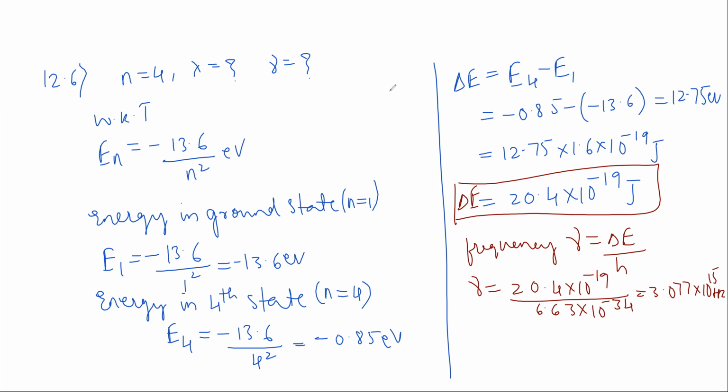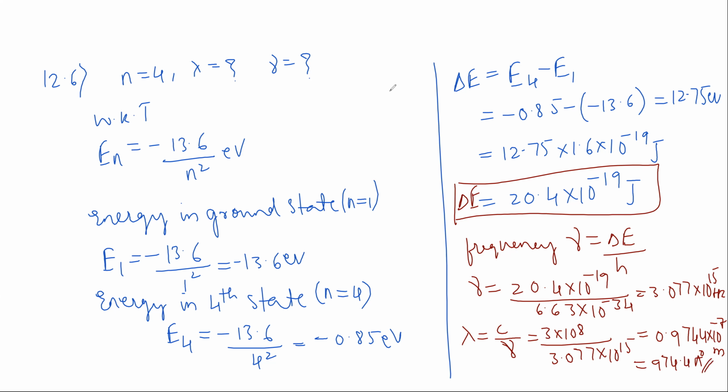Wavelength is calculated using the formula c divided by nu. Velocity is 3 into 10 to the power of 8, and the nu value was 3.077 into 10 to the power of 15. Simplifying, we get 0.9744 into 10 to the power of minus 7 meter. How can we write this? It can also be written as 974.4 angstrom.